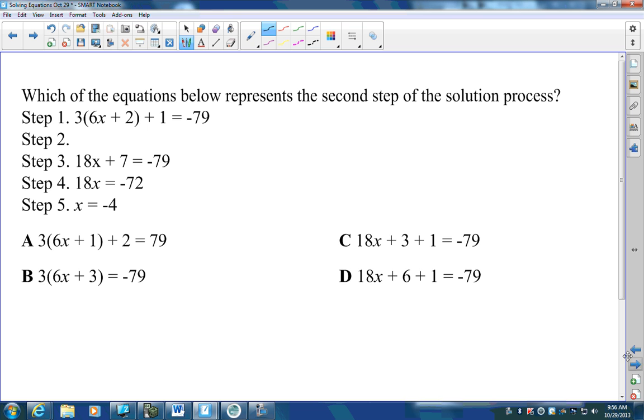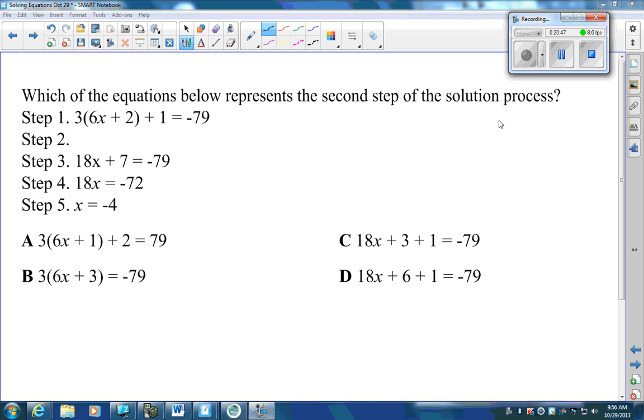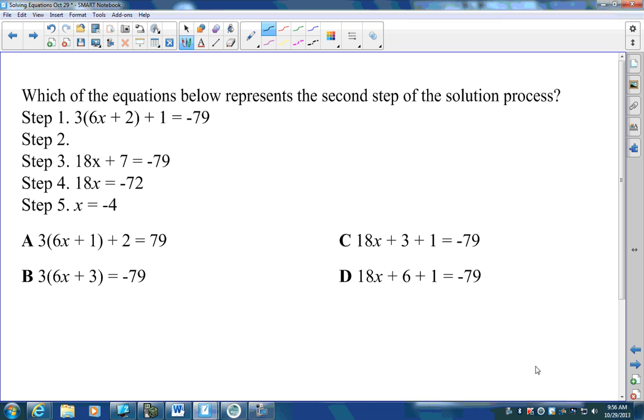Let's see. Let me jump in. All right, look at this one and try and figure out what step 2 is. As you look at this, it shows you step by step what to do. If here is my original problem, what do I need to do in order to solve it? I need to do the distributive property.